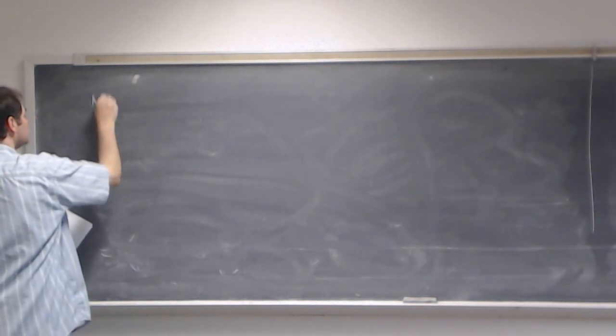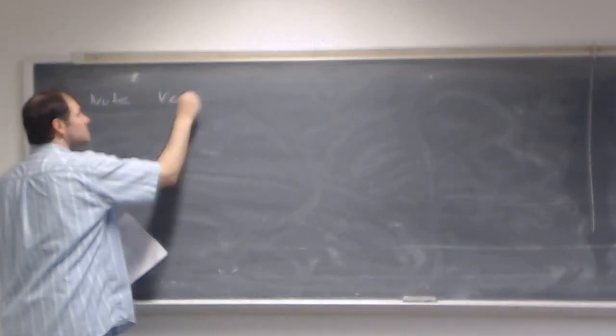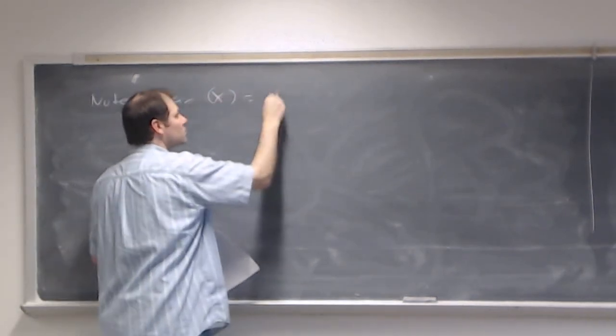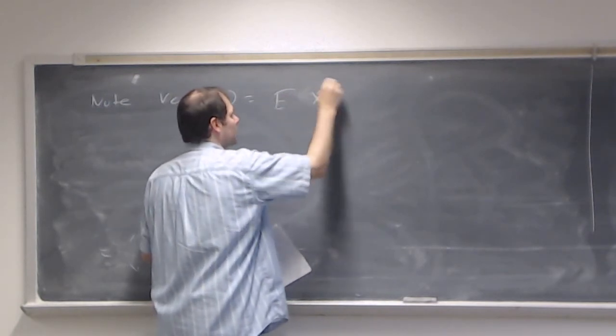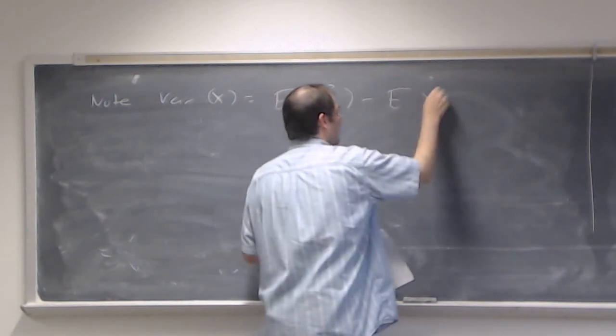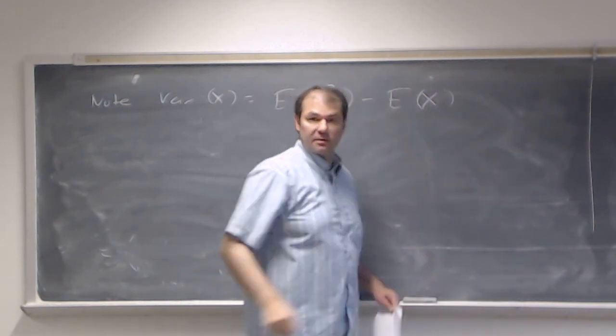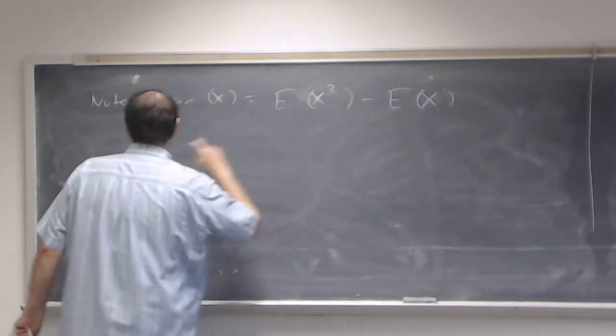So, note the variance of x is equal to the expected value of x squared minus the expected value of x, by formula. I already just found this. That was n times p. So we need this.